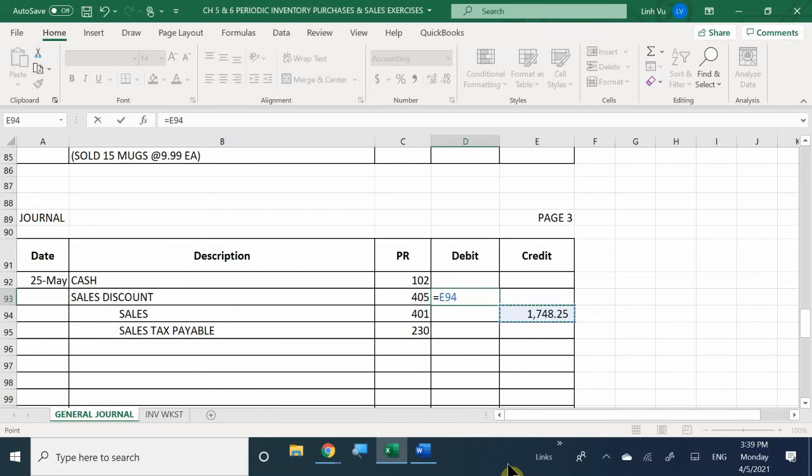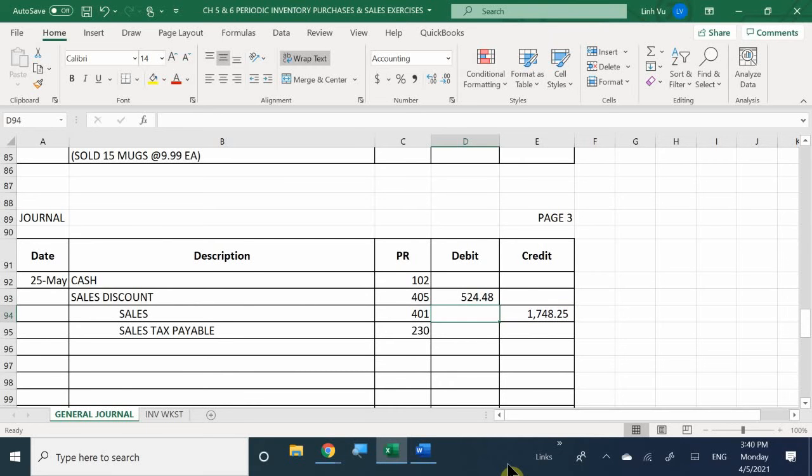That would be the 1748.25 times the 30%. Correct. Right? That's my discount amount. So what am I going to be discounting? What's my total amount? 524.48. Okay. I'm going to round that just to be safe. Okay, there you go. 524.48.